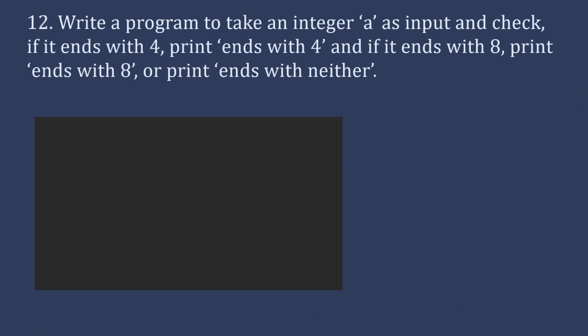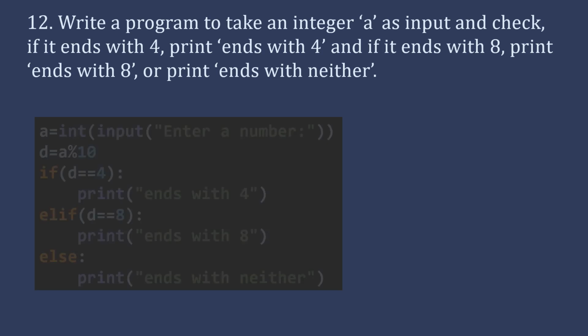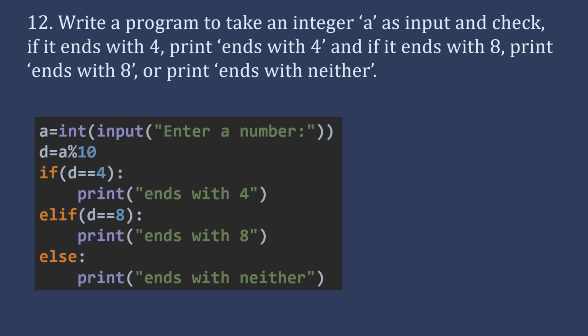Write a program to take an integer a as input and check if it ends with 4. Print ends with 4, and if it ends with 8, print ends with 8, or print ends with neither. So this is a very simple program where you have to take a number, and let's say we have stored it in a variable a. Now we have to find out the digit which is at the units place of this number. How can we get it? We have to divide the number by 10, and whatever remainder we get, that is the digit at the units place. So we will store that in a variable, let's say d. So d is equal to a mod 10.